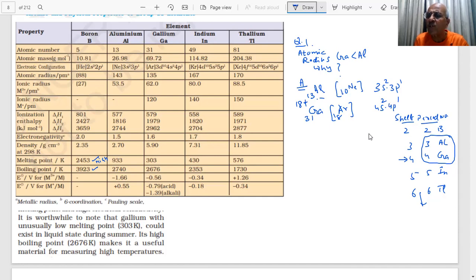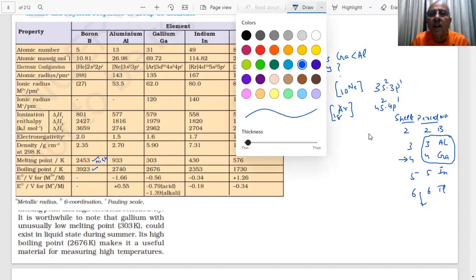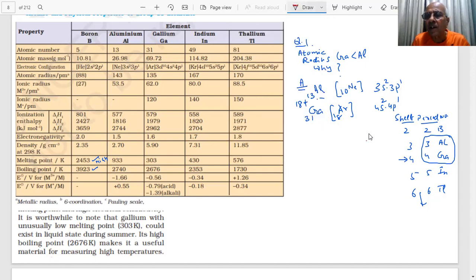Where are the 10 electrons, students? In 3d. Everything is to be learned, not crammed, student. 3d10. All right. Now what do you see as the difference here? The answer will be somewhere here. So when you go from aluminium to gallium, there are 10 electrons in the inner subshell, student. This is filled.